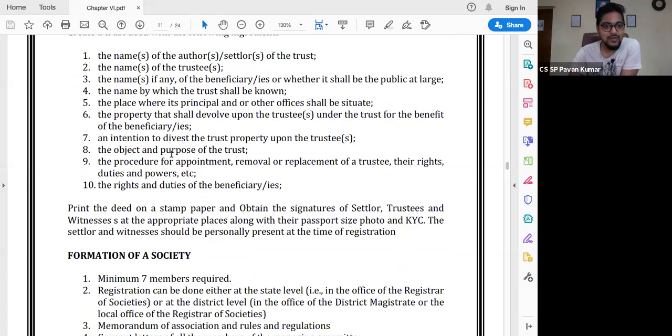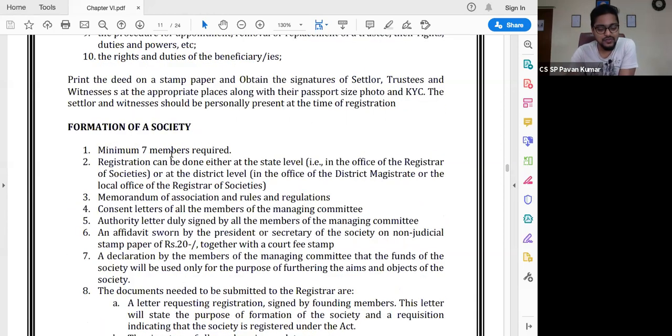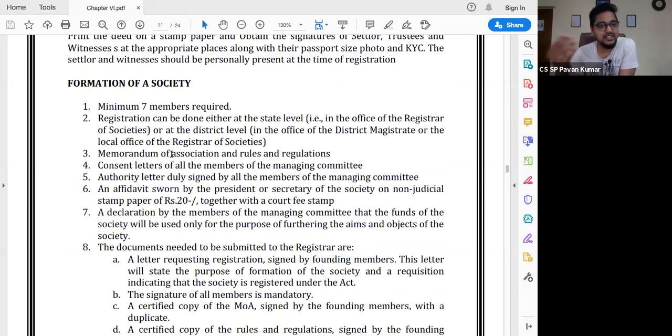All these things have to be written on a stamp paper, and you will have to go to your local sub-registrar office along with all the trustees who are going to act as trustees, and they have to sign. It is a simple process. Similarly, for registration of societies, there are society registrar offices. Again, these offices also are present in the sub-registrar office only. Both trust and society are offline processes, whereas a Section 8 company is an online process.